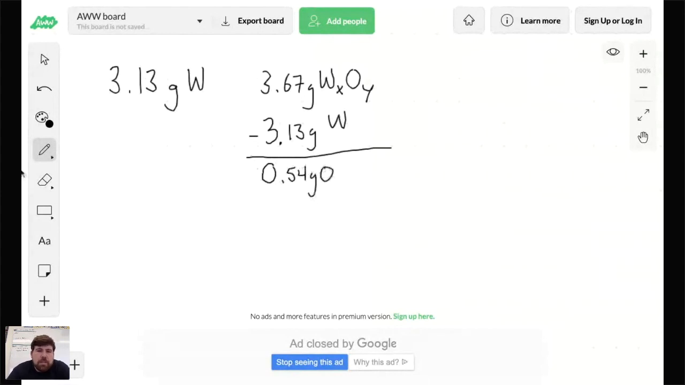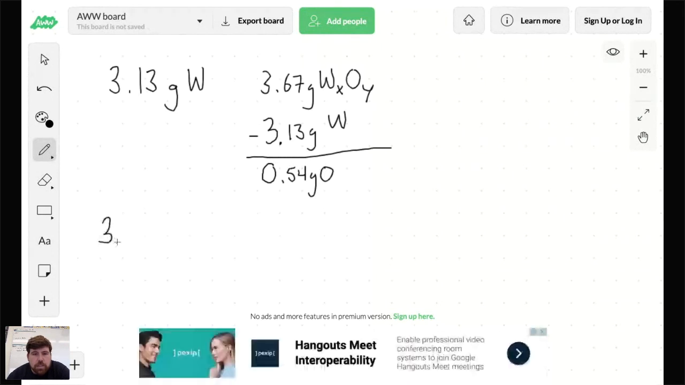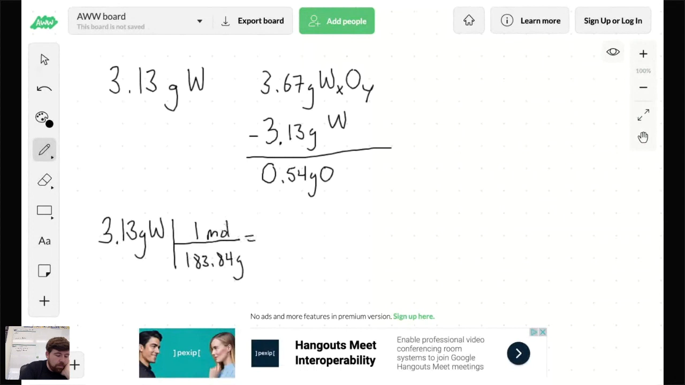So now that we know the mass of tungsten and the mass of oxygen, all we have to do is convert each of these values to moles. By doing so, we find the mole ratio in which tungsten and oxygen come together. The first thing we're going to do is take the mass of tungsten and convert to moles using the molar mass. Molar mass of tungsten hasn't changed. It's 183.84 grams for every 1 mole. Calculating this out gets us 0.0179, or 0.018, mole of tungsten.